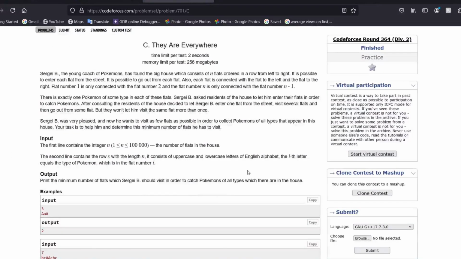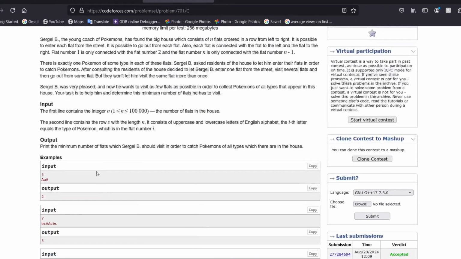So I'm just gonna let you read this through again. Okay, so basically you have to find the minimum number of houses our little person has to visit in order to find all types of Pokemon. So what do we do?